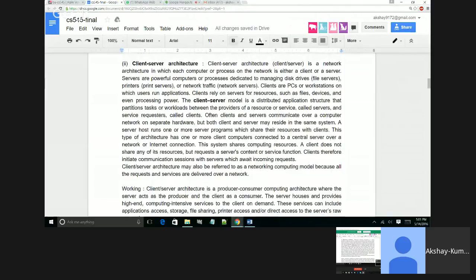So as you can see, you have explained client server architecture in a paragraph. Yes, it's a very big paragraph. So I say think again. For this one, I think you should definitely put some bullet points.